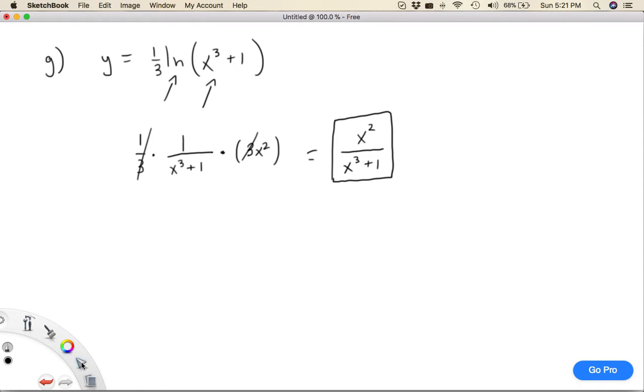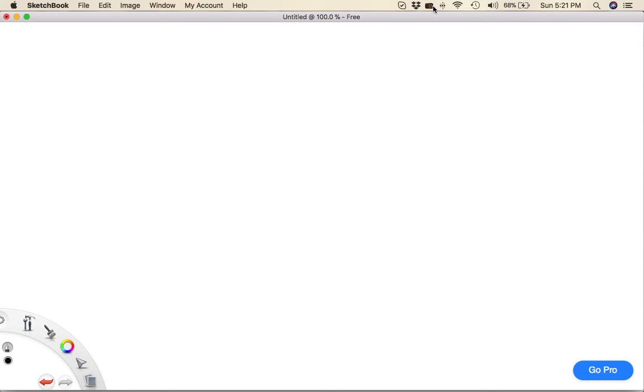Okay, I'm going to go ahead and clear this. Okay, so now we're looking at 2c. So 2c is an integral, and we need to integrate, in this case, 2p squared over p cubed plus 1 with respect to p.